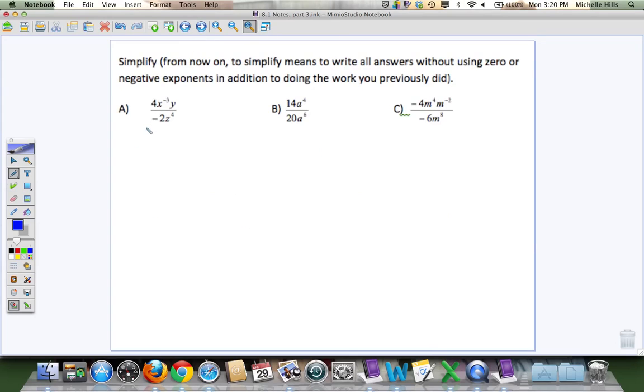So, looking at the problems, the first thing I'm going to check is to see, like here, I have two different a's. I'm going to combine them in a minute. I have three different m's. I'm going to combine them in a minute. But I only have a single x, a single y, and a single z. So this is simply a division problem to begin with. 4 divided by negative 2 is negative 2. So I could put this as 2 over negative 1, but 2 divided by negative 1 is still just negative 2.